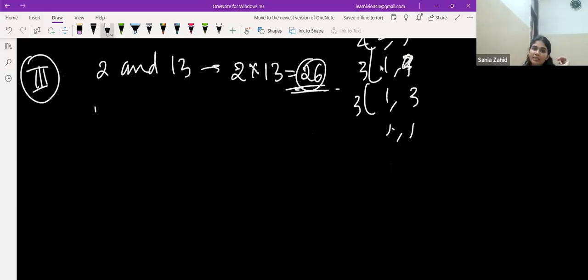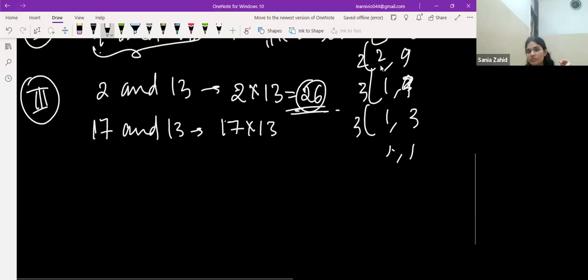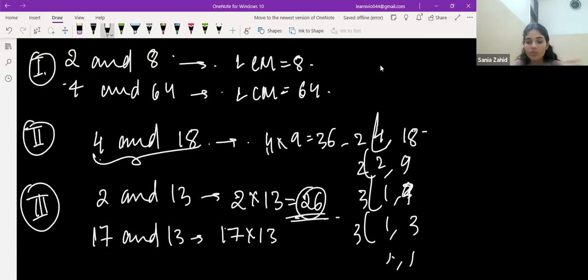For example, you have 17 and 13. So 17 and 13, the LCM will be 17 into 13. This is if both the numbers are prime numbers. Speak a little loudly, Umair. Yeah, if the numbers are prime numbers, both the prime numbers, obviously, they are not going to have any common factor between them. Right? So that is only the case when they are not going to have a common factor between them. They are not even divisible.